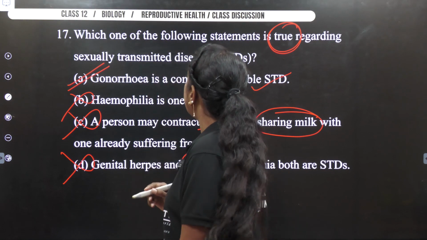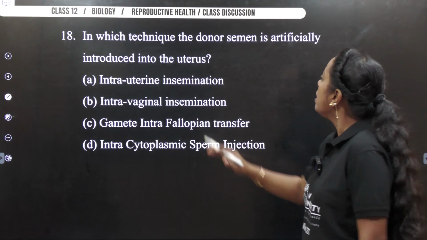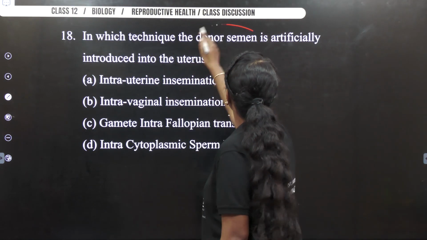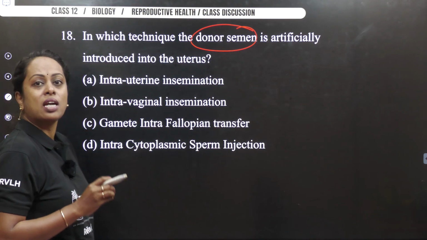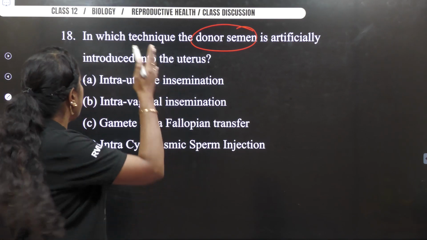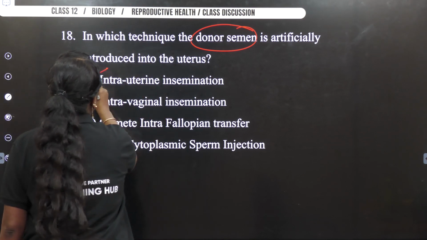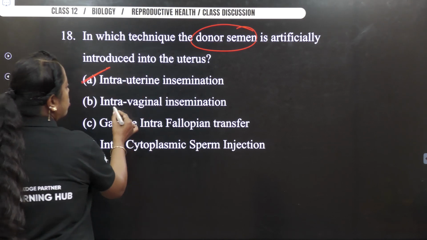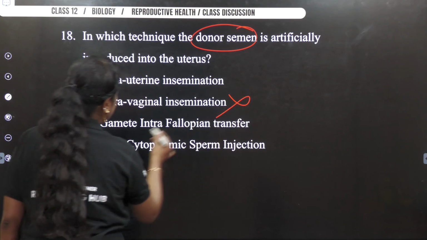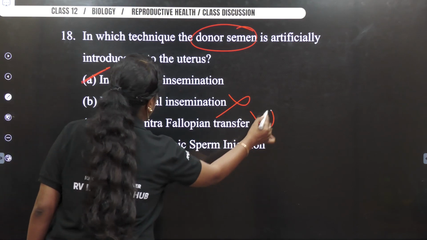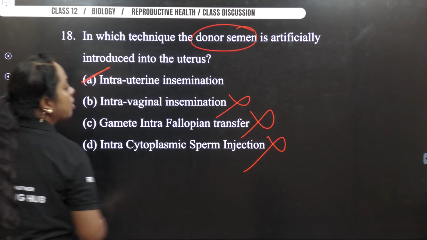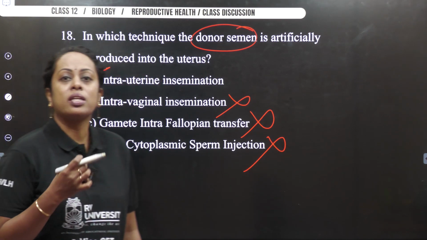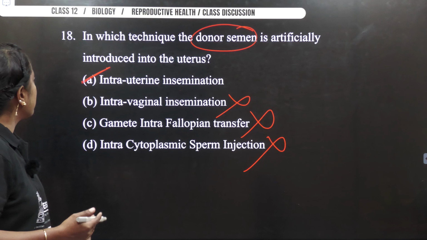Now with this, let's see what's our next question going to be. In which of the techniques the donor semen is artificially introduced into the uterus? So what did we study? It is intrauterine insemination. I'm marking option A. It's not intravaginal insemination. It's not gamete intrafallopian transfer. It is not going to be intracytoplasmic sperm injection. So thereby option A is said to be our right answer.